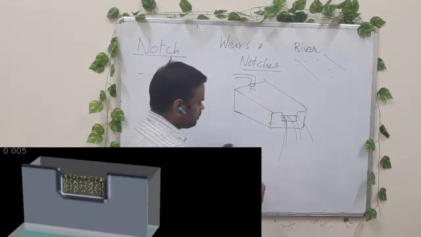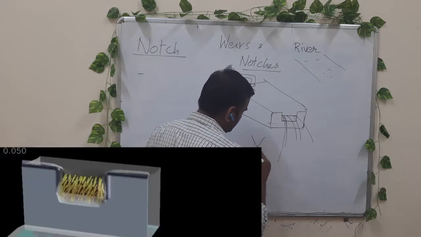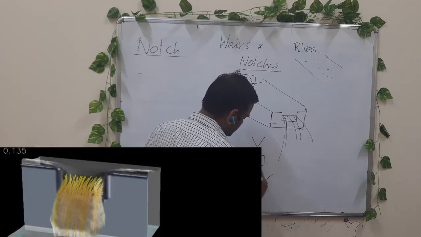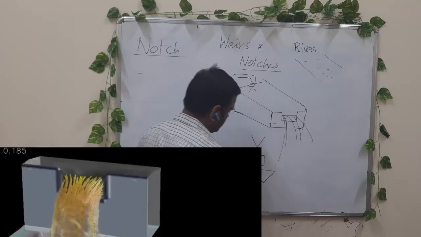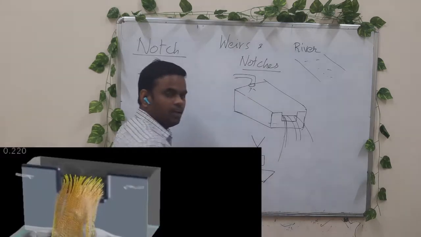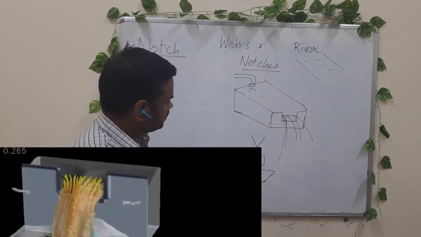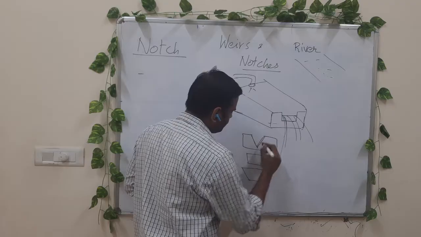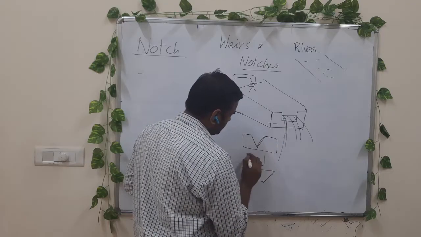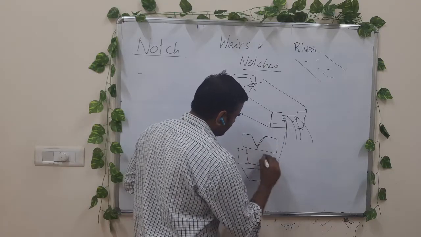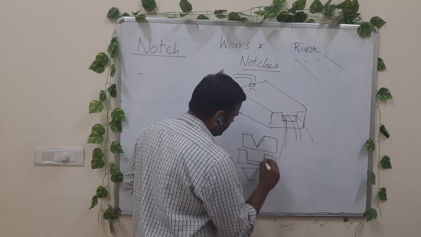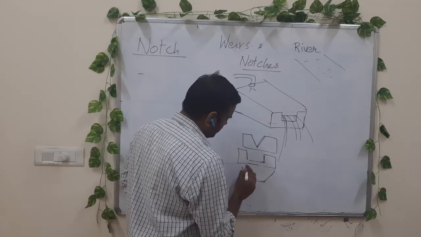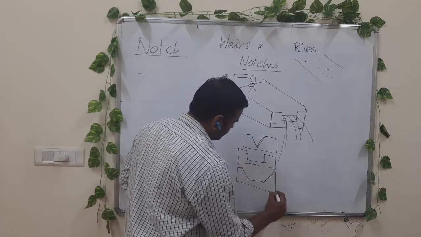That opening may be of any shape. It can be V shaped, rectangular shaped, or trapezoidal shaped, or any other shape. So it is actually a metallic plate with a V-shaped opening, a metallic plate with a rectangular shaped opening, or a metallic plate with a trapezoidal opening.